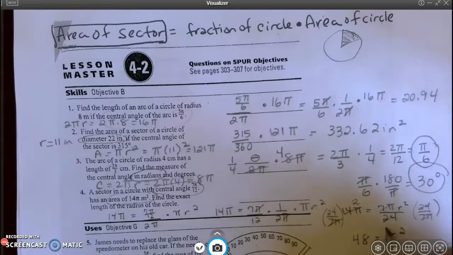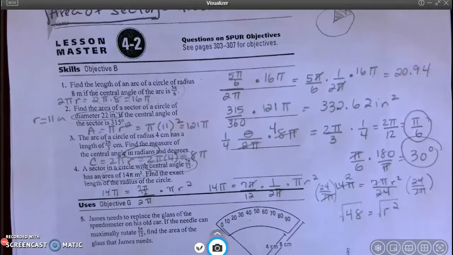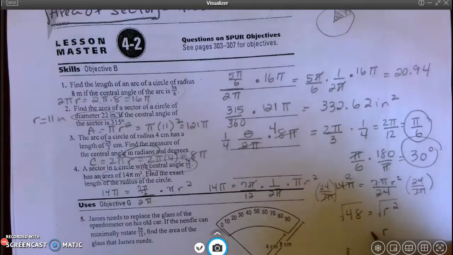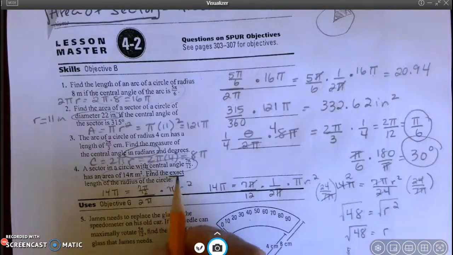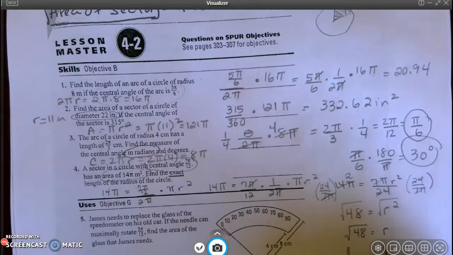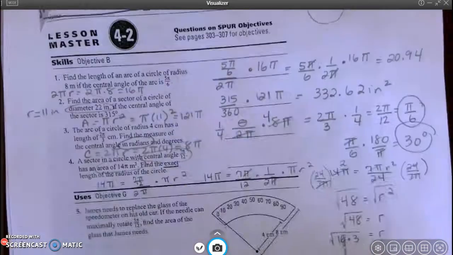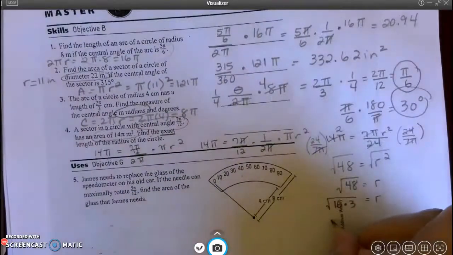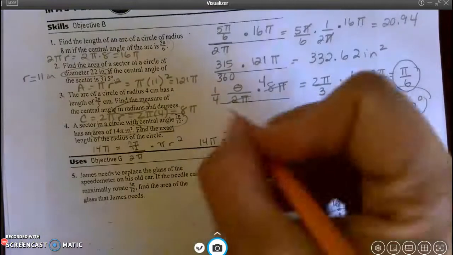To solve for r, I take the square root. Normally, I would need plus or minus, but because it's radius, I only need the positive square root of 48. That's my exact answer. That means no estimate. I could reduce this radical. The square root of 48 has a perfect square in it, 16. So I can rewrite this as 16 times 3, which then gives me 4 times the square root of 3 is my radius. That is an exact answer for the radius for number 4.